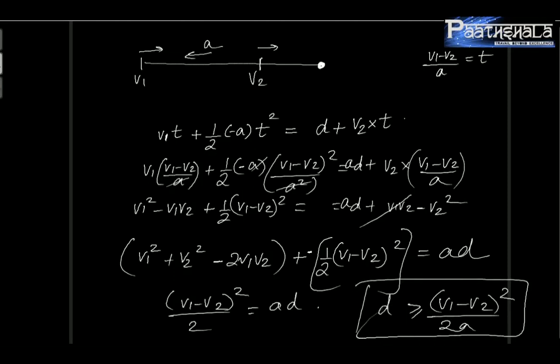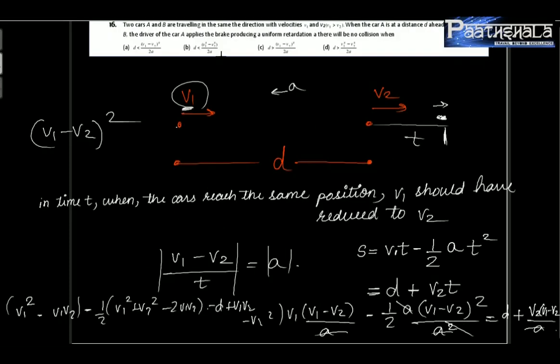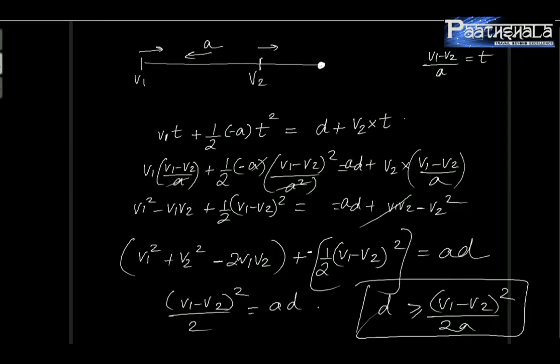So let us move on to the back page and see V1 minus V2 square upon 2A. What is this option? V1 minus V2 square upon 2A. Distance D has to be greater than V1 minus V2 square upon 2A. Easy concept, easy sum, but slightly tedious mathematically. Alright, this is the solution. Let's move on to the next page.